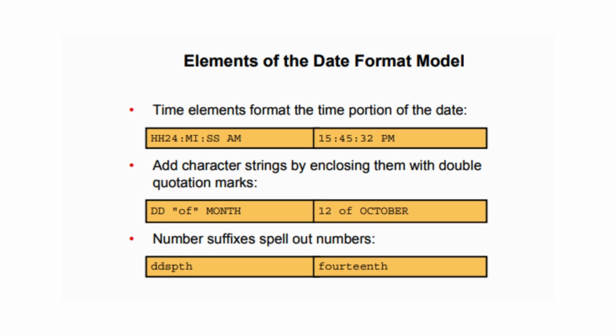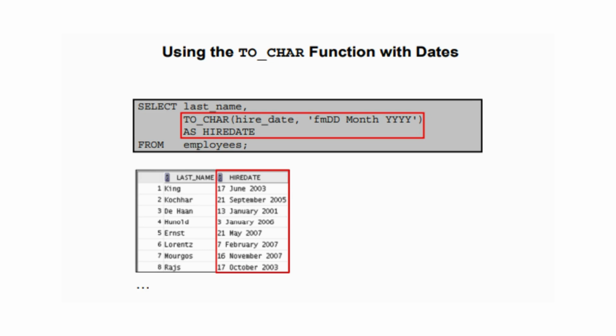Elements of the date format model. Time elements format the time portion of the date: HH24:MI:SS AM, for example 15:45:32 PM. Add character strings by enclosing them with double quotation marks: DD "of" MONTH, for example 12 of October. Number suffixes spell out numbers: ddspth, for example fourteenth. The SQL statement in the slide displays the last names and hire dates for all the employees. The hire date appears as 17 June 2003.